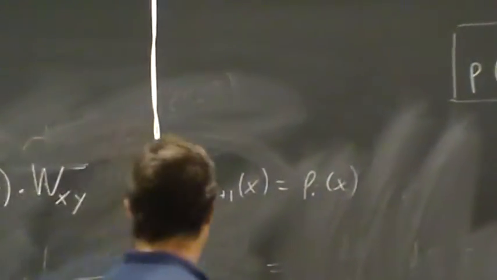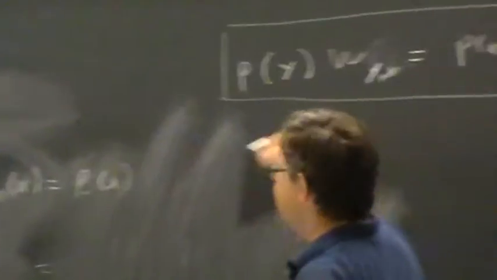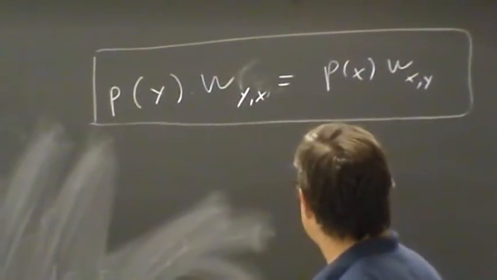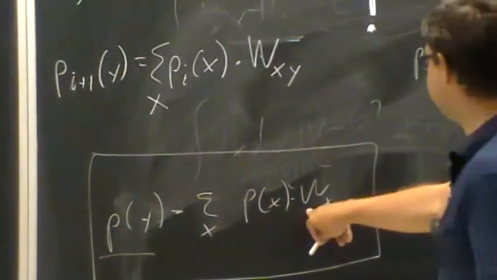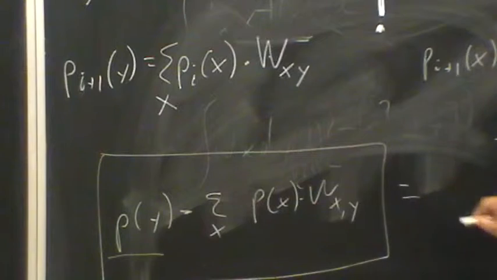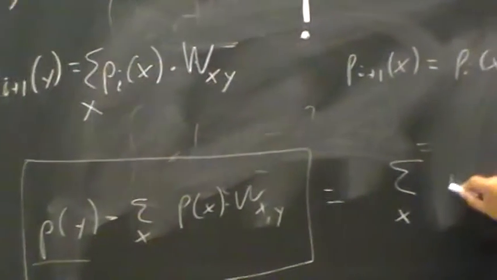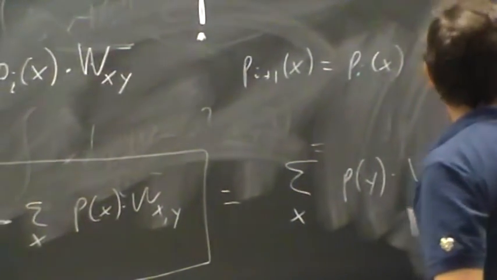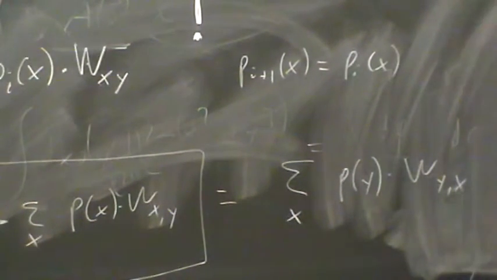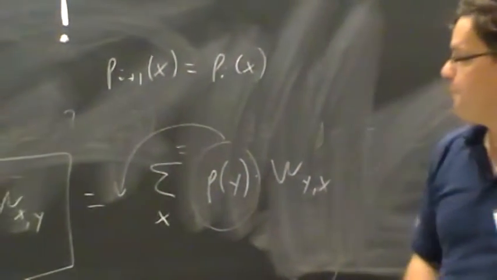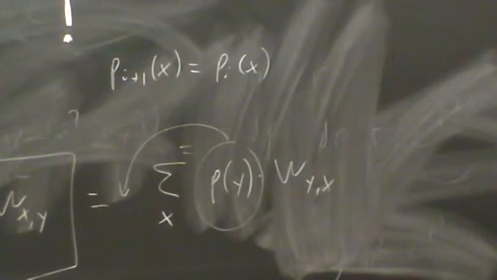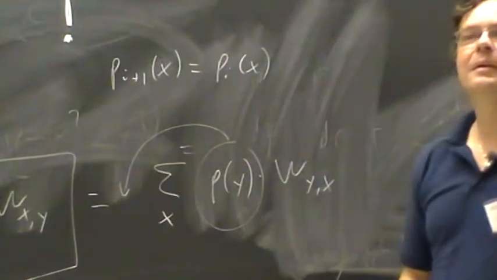Why is that enough? If I plug that equation into here, then I see that the sum over x of p of x times w of x comma y is the same as the left hand side here. This is the same as the sum over x of p of y times w of y comma x. That p of y is a constant which I can pull out the front.